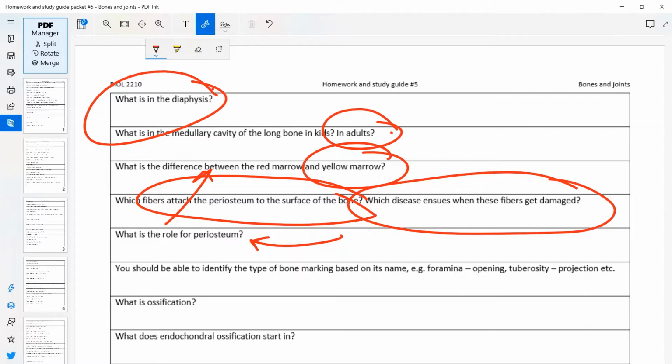Fossa will be likely the place where the muscle is located. Tuberosity, tubercle, any kind of projection, muscle attachment. So I hope that clarifies it.